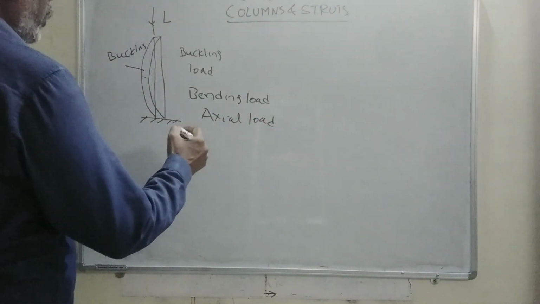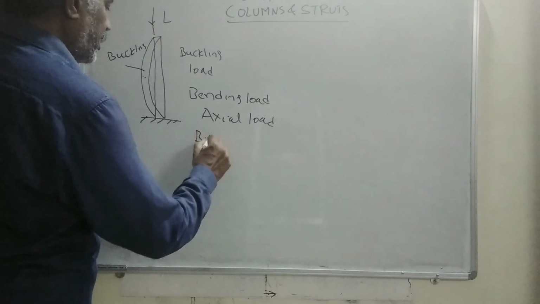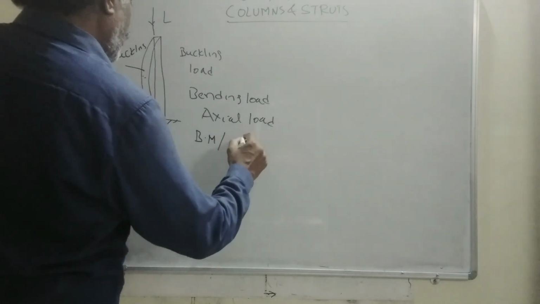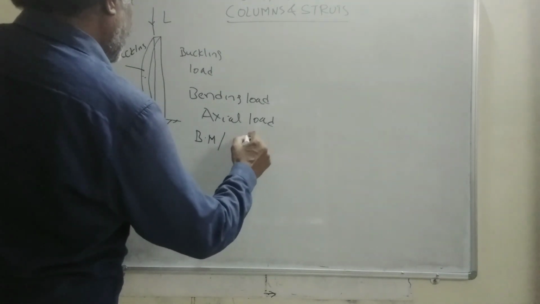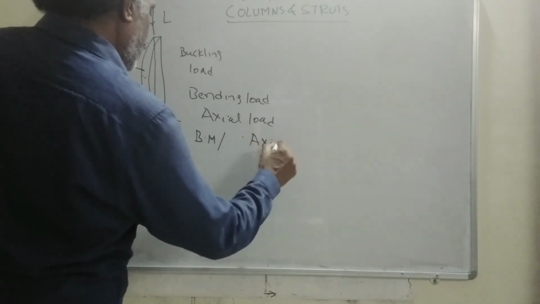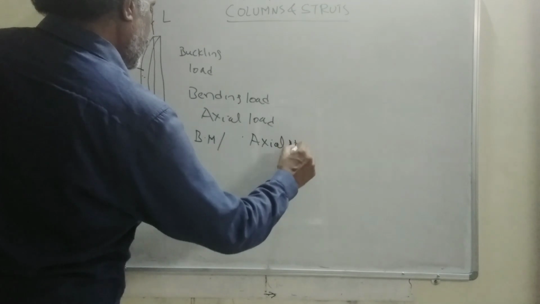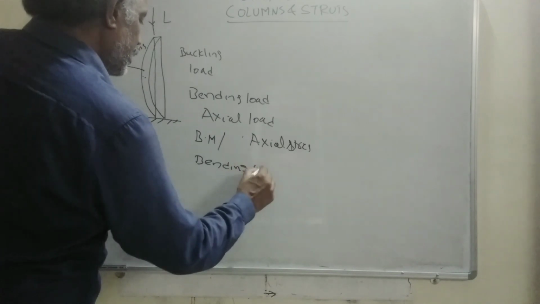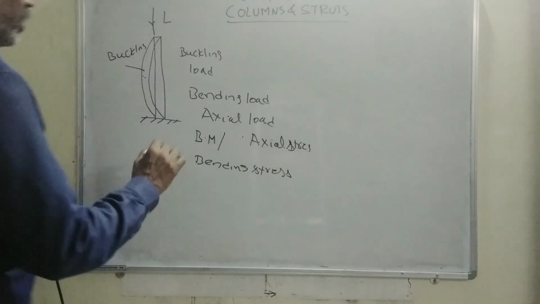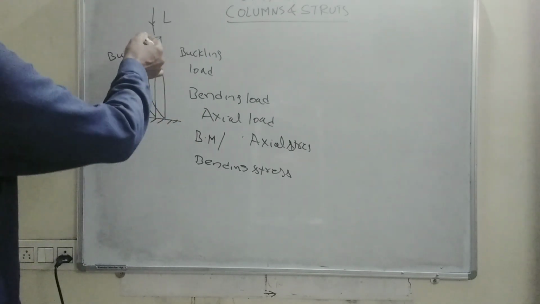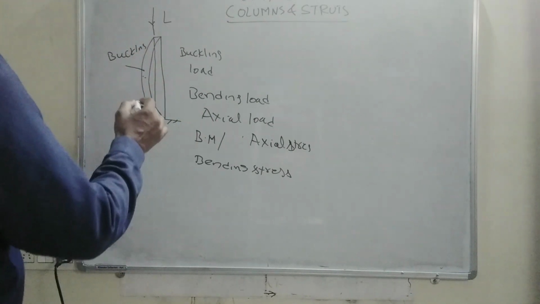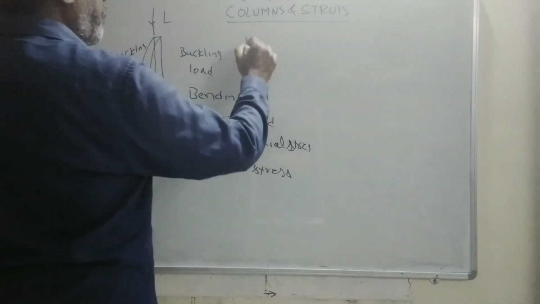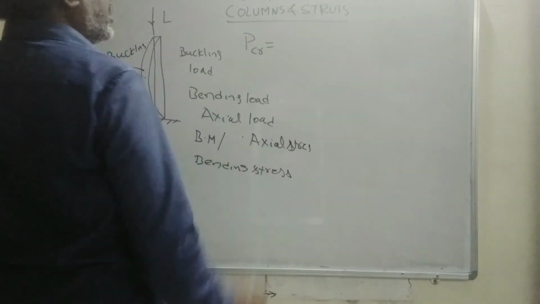So, we have to write the bending moment equation as well as the value of axial load, bending moment, axial stress, and bending stress. If these two stresses are in this beam, then you have to determine the load before the failure, before the buckling occurs. So, what is the equation for P critical?